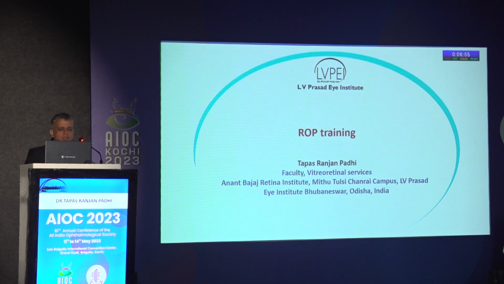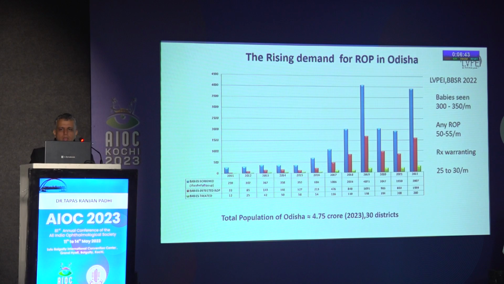I would just quickly take you through the ROP training, the need, the program we have, and how we take it forward. This is rough data on the rising trend of ROP in the state of Odisha. You can see that the number of babies to be cared for is increasing, partly because of our greater reach to those who were previously not being screened, and also the increased survival of babies born premature. This is the rough statistics.